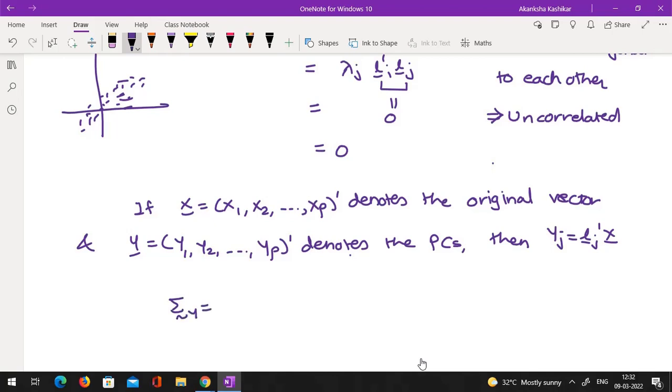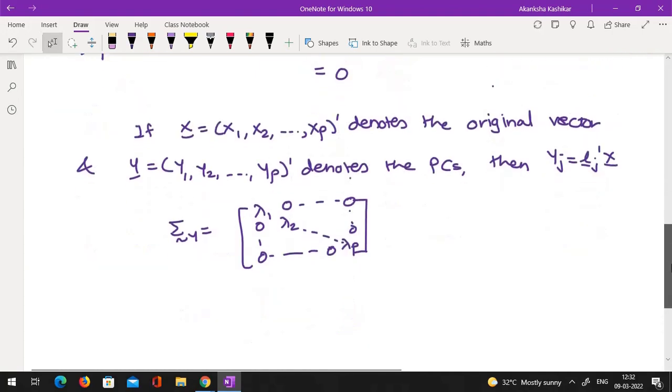What is sigma y? Just now we have derived that the variance of the jth PC is lambda j. So sigma y would be lambda 1, lambda 2, ..., lambda p, and we also proved that covariances are 0. So this would be 0, 0, 0. Basically sigma y would be a diagonal matrix whose diagonal entries are eigenvalues of sigma x arranged in decreasing order of their magnitude. This is the variance covariance matrix of the principal components. Okay.